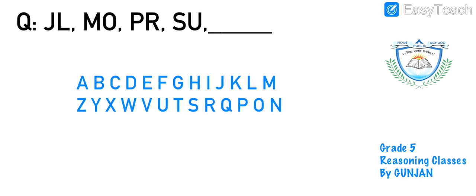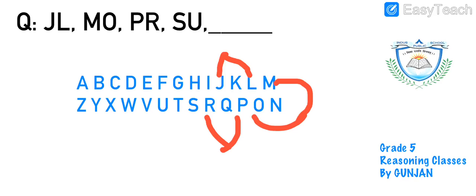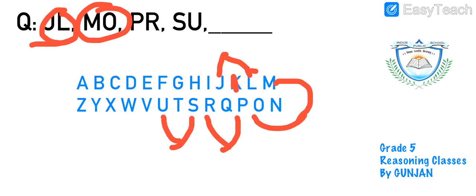Okay, moving ahead. Next, again we are given JL, MO, PR, SU. Let's quickly check it out. J, L, M, O, P, R, S, U. So I guess everyone has got this. In between these alphabets, one alphabet is skipped. Again, no alphabet in between these two alphabet pairs. Then MO, N is skipped, PR, Q is skipped, SU, T is skipped.